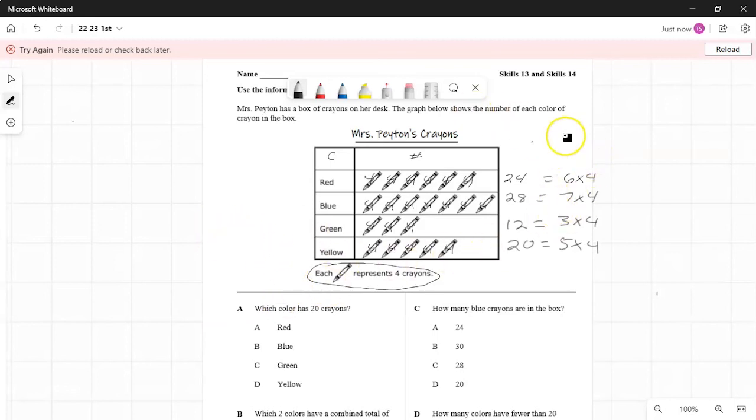So now that I've done all those steps right there, I can go ahead and answer these questions below it. Okay, question number A. It says, which color has 20 crayons? So I just look up in my graph. I can see that the yellow one has 20 crayons. So I would go ahead and pick D as my answer. And we'll go ahead and look at B. I'll scoot up a little bit here.